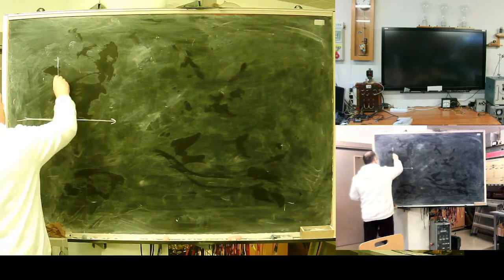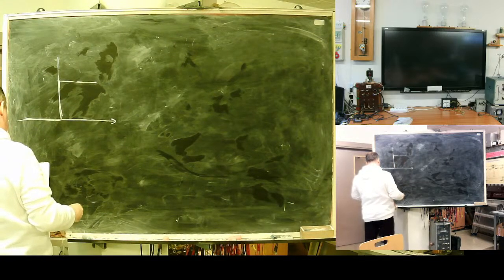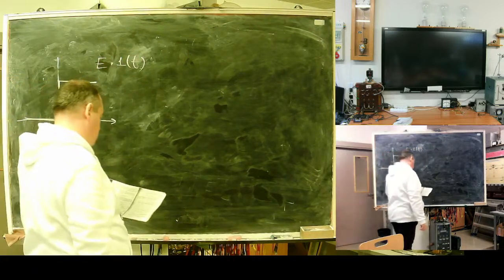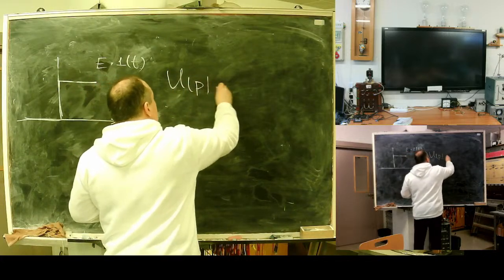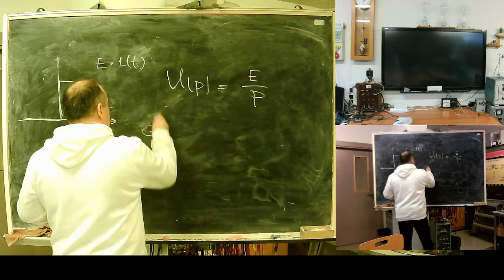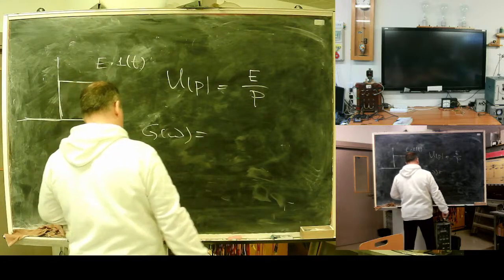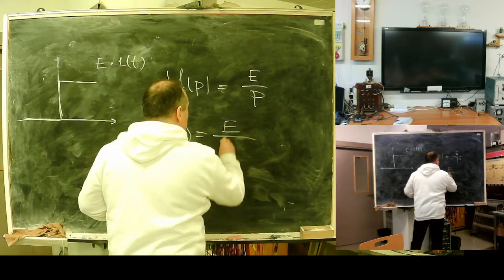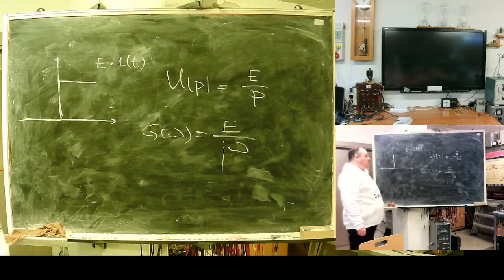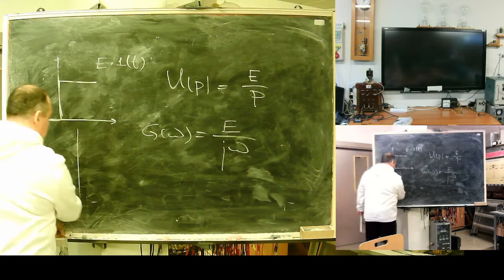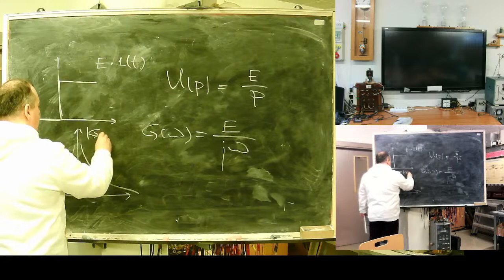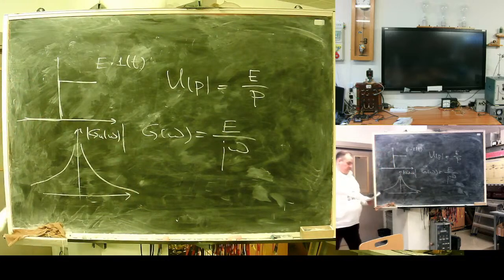I started with E multiplied by 1 of t. The Laplace result is nothing less than E divided by p. Its spectral function will be A divided by omega. Because it goes to infinity at 0 frequency, you cannot perform the Fourier transform directly.